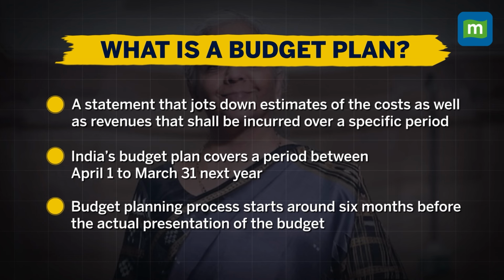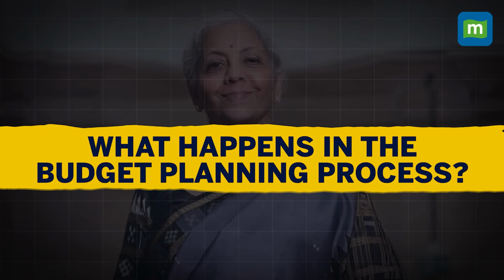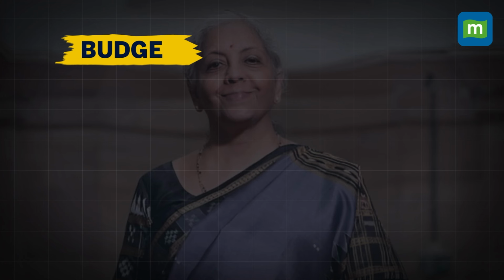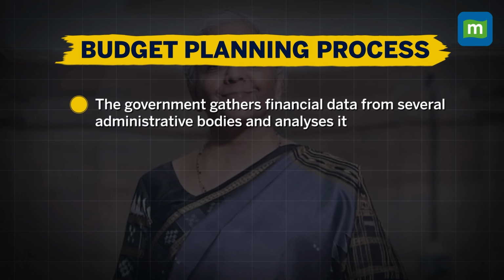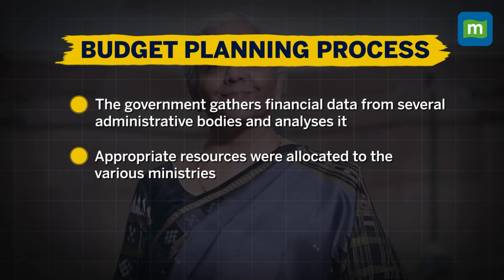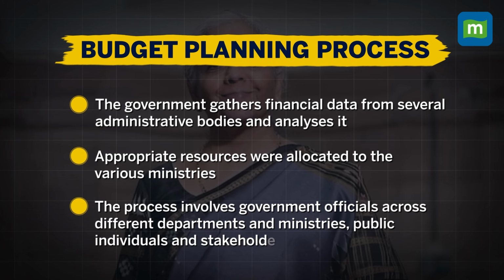The budget planning process starts around 6 months before the actual presentation of the budget by the finance minister in the parliament. But what exactly happens in the budget planning process? During the planning process, the government gathers financial data from several administrative bodies and analyzes it to determine financial requirements. After looking into all the public welfare schemes, appropriate resources are allocated to various ministries. The budget making process involves government officials across different departments and ministries, public individuals, and stakeholders, among others.